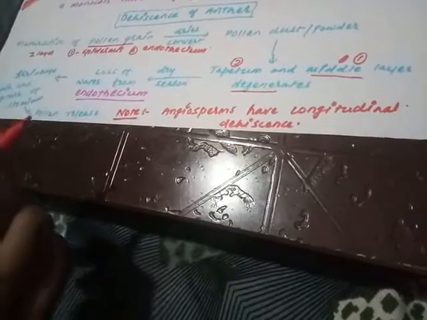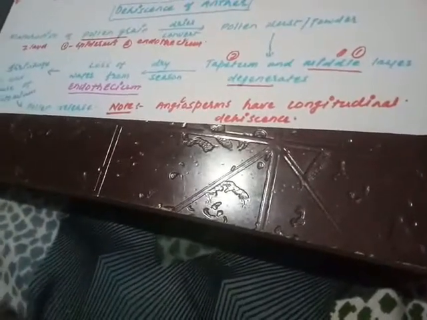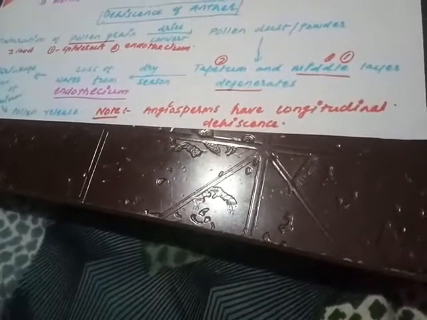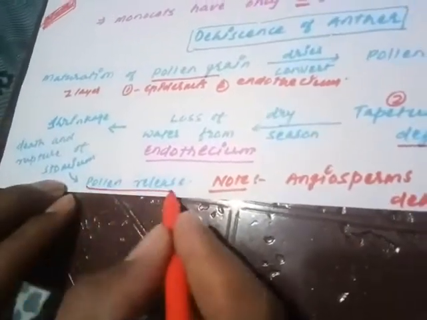Are you getting my point? Once again, I'll explain. Due to the dry atmosphere, the moisture content of the endothecium evaporates. The cells of the endothecium shrink and die, and due to that, pressure is exerted on the stomium. Due to that pressure the stomium bursts, and the pollen grains are released into the atmosphere. That is the dehiscence of anther.